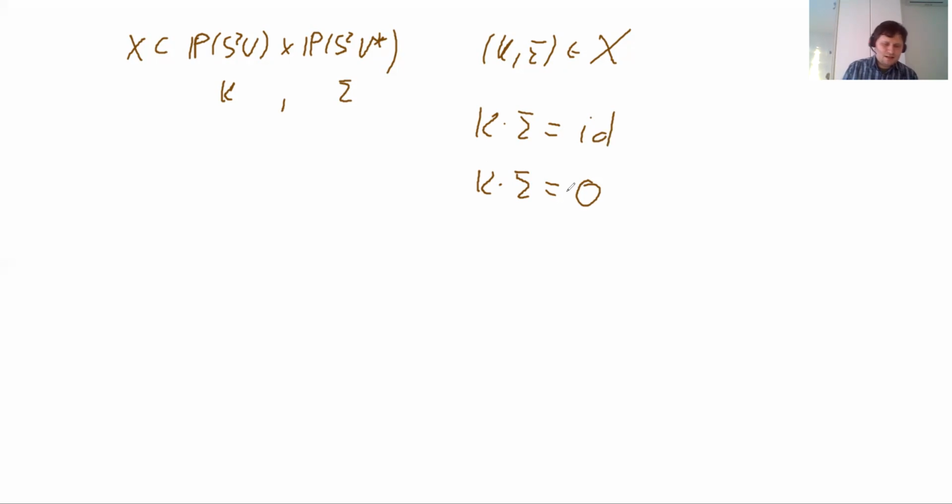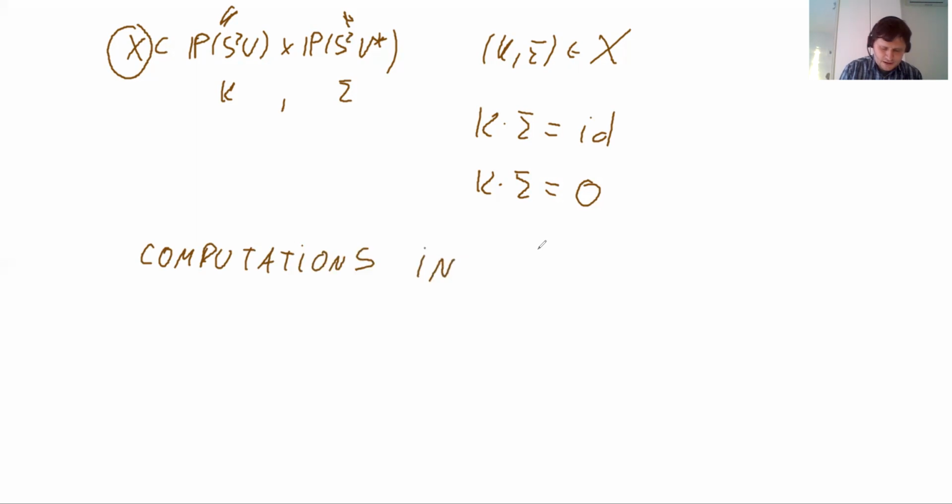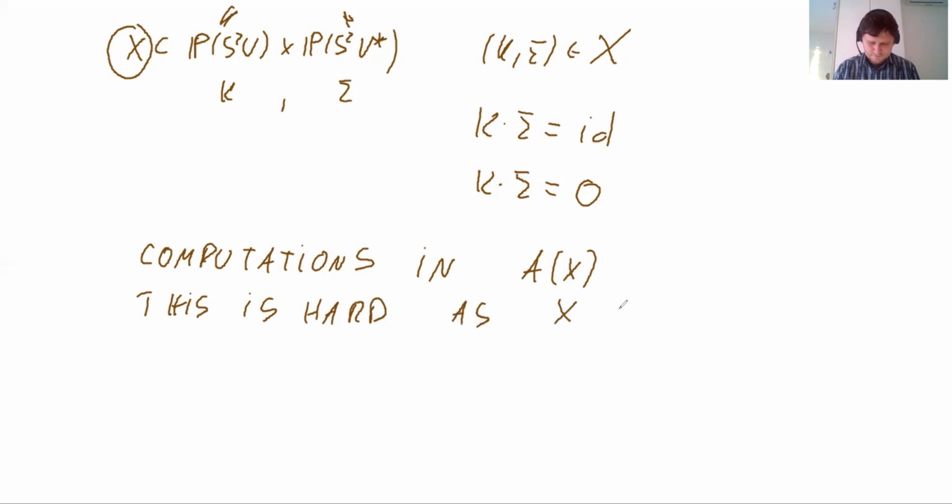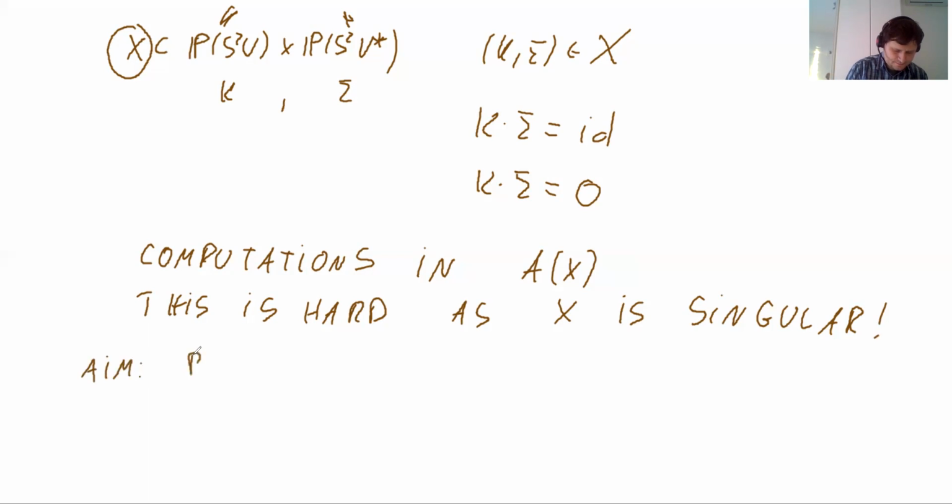And in principle, what we want is to intersect X with hyperplanes here and with hyperplanes here until we get points and count the number of those points. So we could do the computations in the Chow ring of X, but this is hard, as X is singular, at least when n is large. So our aim is to replace X. We will replace it with a so-called variety of complete quadrics.